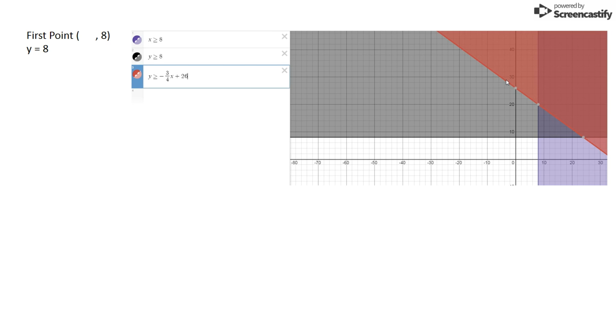Now, the second one. This is the one I want to concentrate on, this one over here, created by this intersection right here. We know there that this line is y is greater than or equal to 8. So we know that y is 8 right there, so let's plug it in to y equals negative 3/4 x plus 26, because that's what that line is, and that point is the intersection of those two.